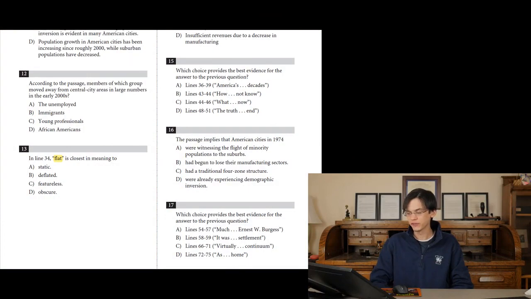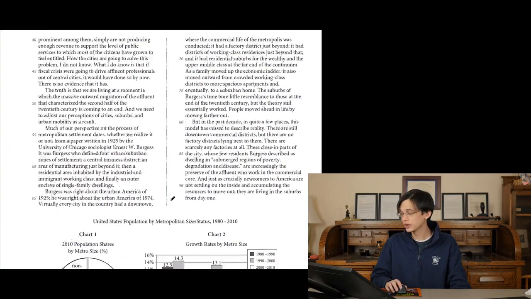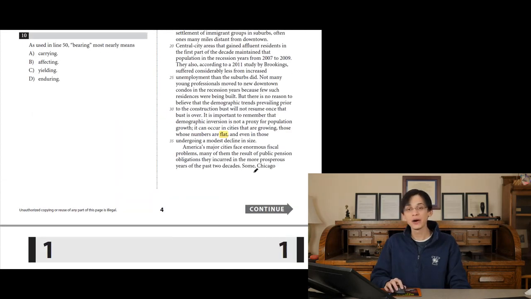Question number 13 on the reading portion of College Board's Test 4. In line 34, flat is closest in meaning to. Vocab question, so identify the word in the passage. Read around that word for context.